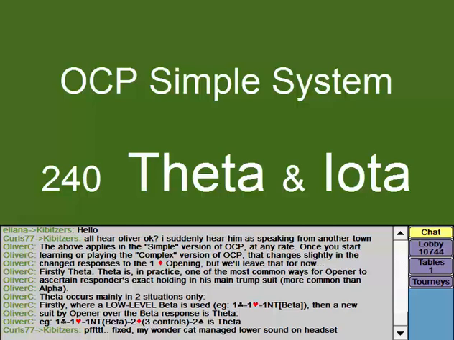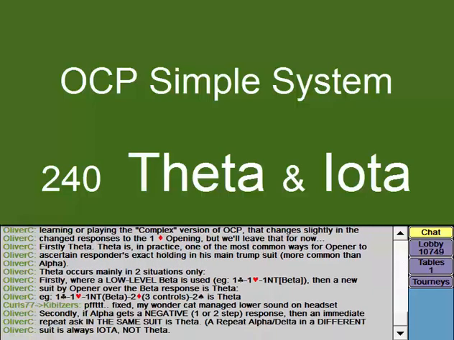The second time that we can get a theta is if a primary asking bid, i.e. alpha or delta, gets a negative one or two step response, then an immediate repeat ask in the same suit is theta. Okay? That applies to alpha. Strictly speaking, a repeat delta in the same suit is a delta, not a theta. But as you'll see in a minute, the two are essentially identical. And as I've said there, a repeat in a different suit is always iota. It's not theta.